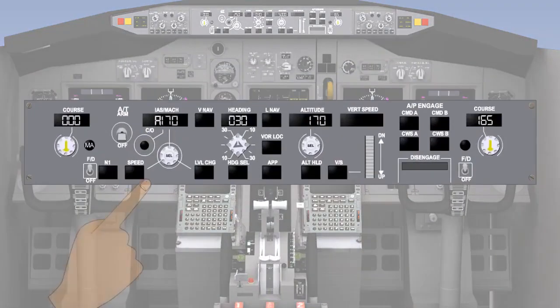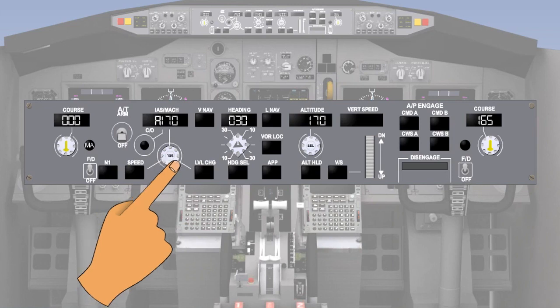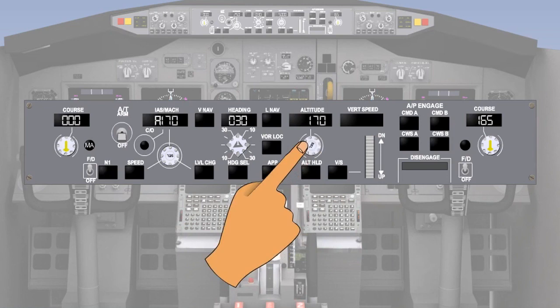Prior to takeoff, it will be normal for the pilot to select a speed in the speed window appropriate to the takeoff. Typically, this is V2, or takeoff safety speed, plus 10 to 20 knots. Also, an altitude will be selected using the altitude selector appropriate to the departure clearance. In this example, we have set the speed window to 170 knots and the altitude window to 5,000 feet.